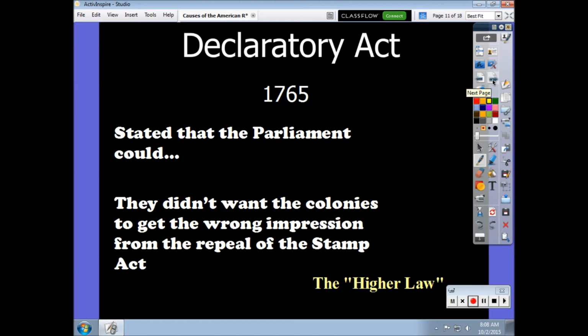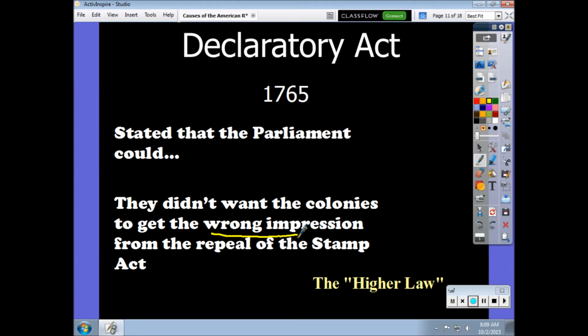The Declaratory Act was passed actually hours after the Stamp Act was repealed, so it's the same year. And what it says is that Parliament can make any law that it wants, and that the colonists are required to follow any law that the Parliament makes. And so what they really wanted to do here is remind the colonists of something that I think the colonists already recognized. They don't want the colonists to have the wrong impression.